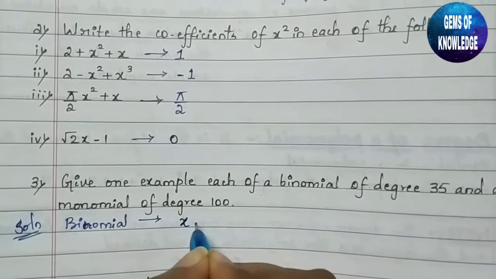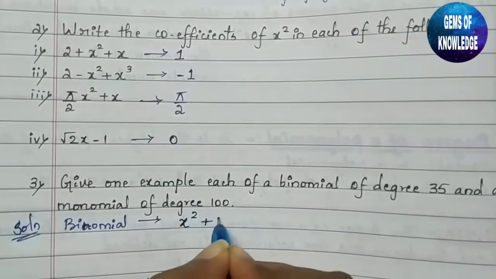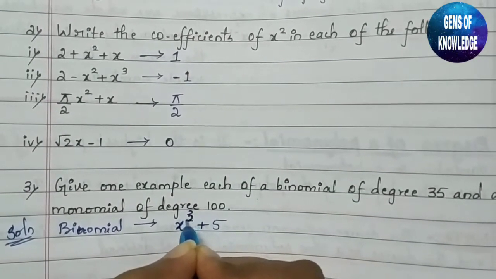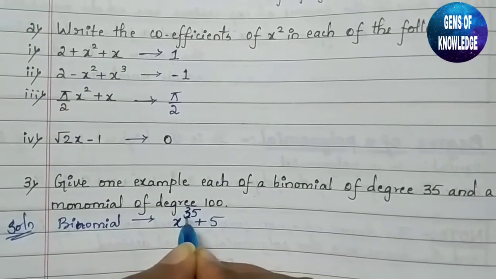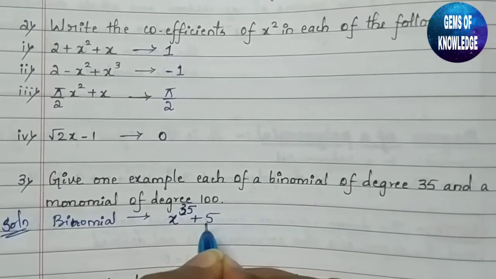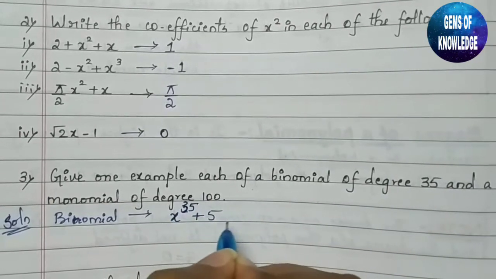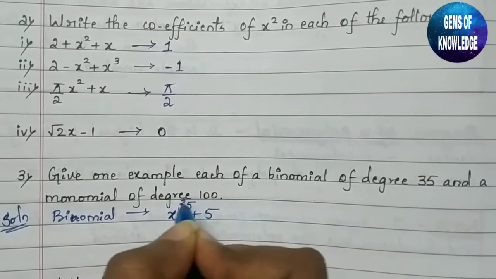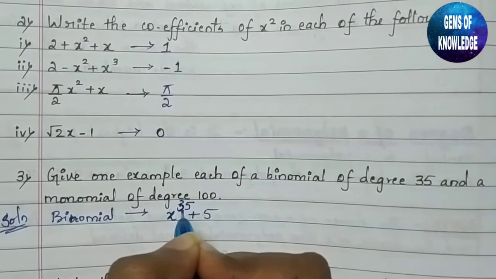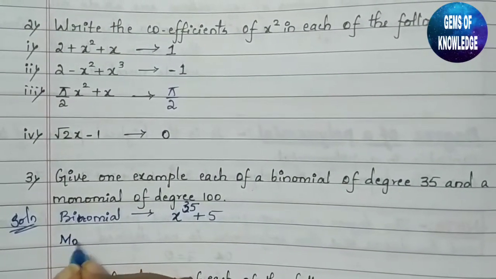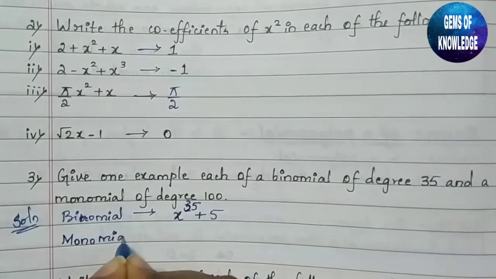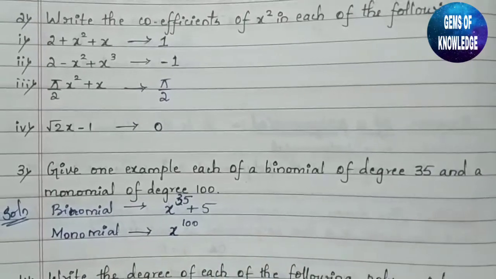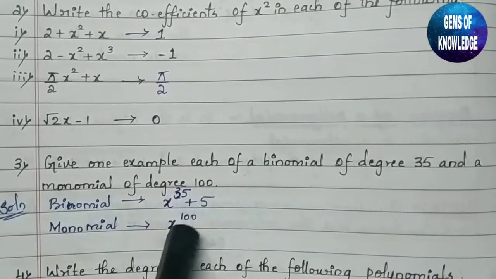Binomial means it will contain two terms. Okay, so we will take two terms as x square plus 5. Not x square, here we need to write the degree as 35. x to the power of 35 plus 5 is an example for a binomial, since you can see it contains two terms, and the degree of this is nothing but 35. Okay, and you need to write one more monomial which has a degree of 100. So directly you can write x to the power of 100. This is a monomial which has degree 100.